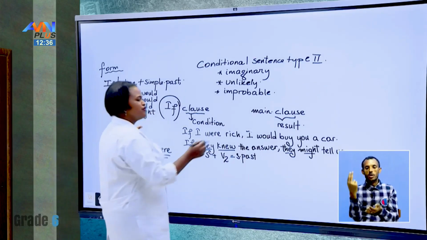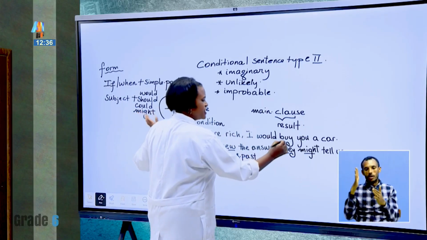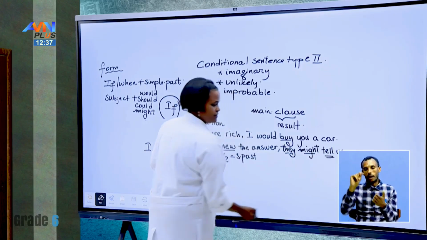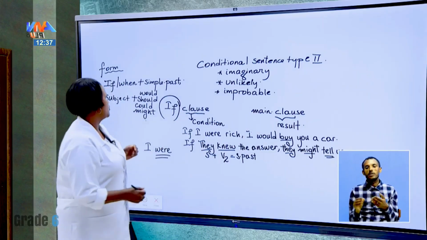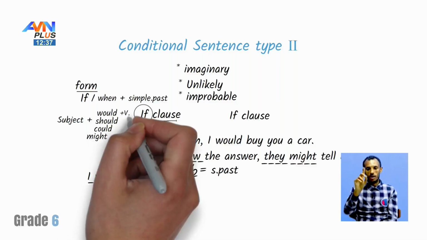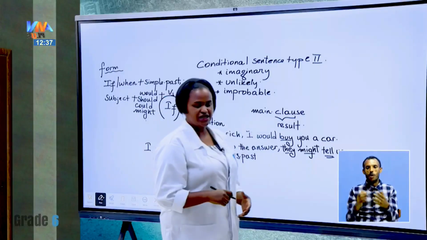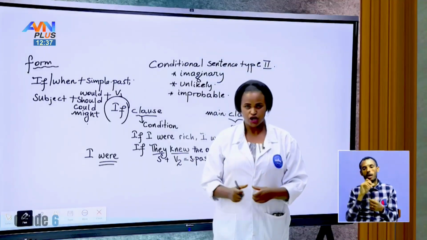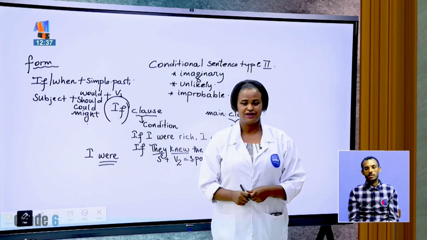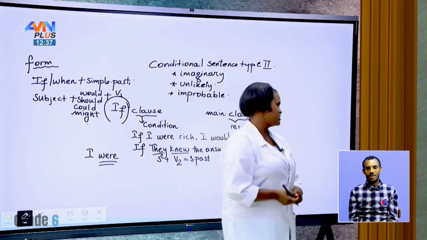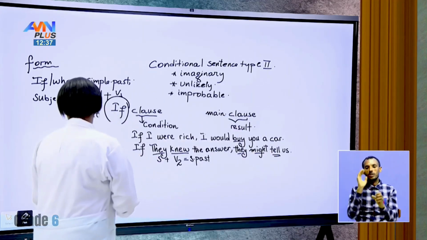And then what kind of main verb do we have? After would, as you can see here, there is buy. And after might, here is tell, which is a base verb, or what we call verb 1. This is the form of conditional sentence type 2, or the imaginary or unlikely condition. Can you tell the form now? Oh, maybe not yet. Let us do some examples and then you will come up to it.